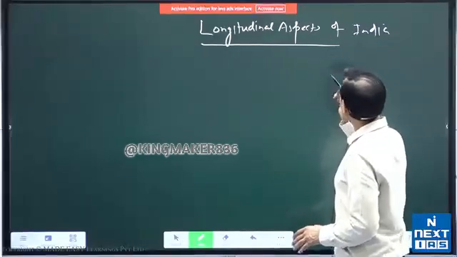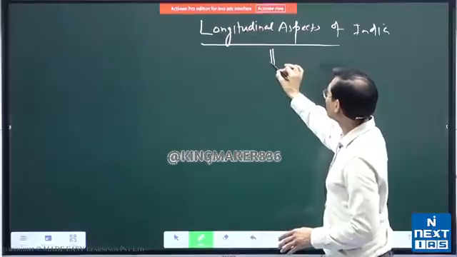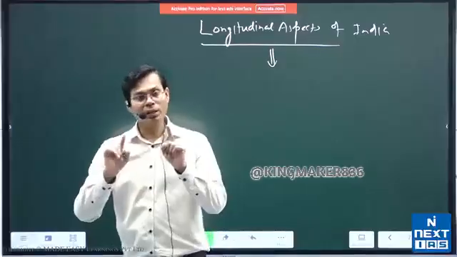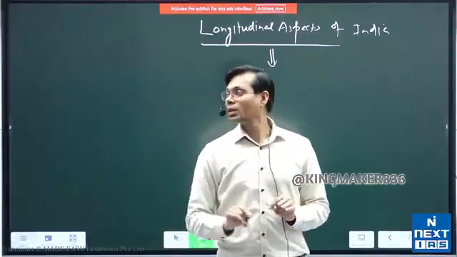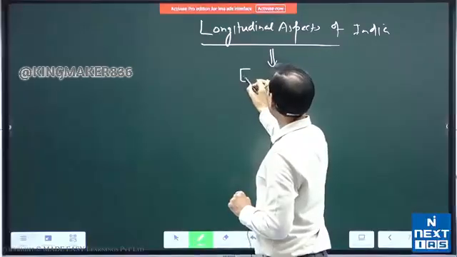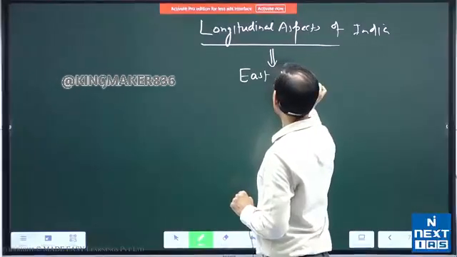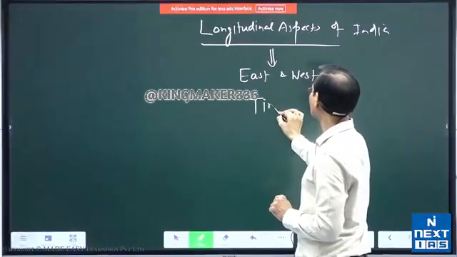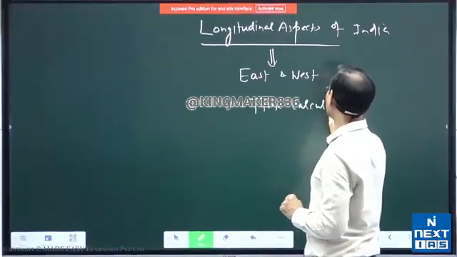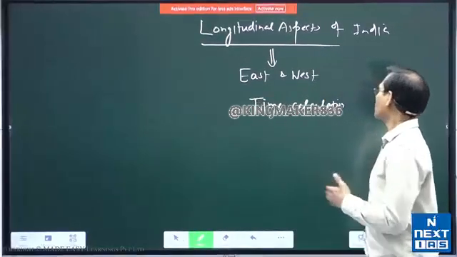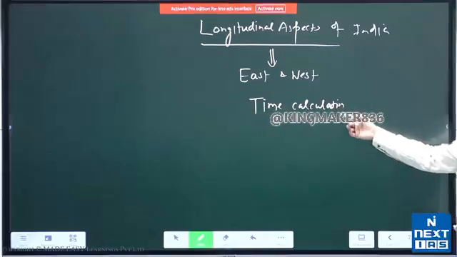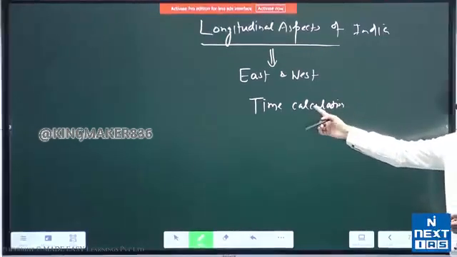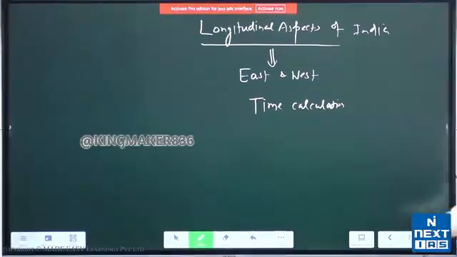So longitudinal aspects of India, if we now discuss, then you note very well that latitude is basically the way to judge north and south, but longitude is giving the idea of which thing of the globe, east and west. And also one more thing: latitude gives the idea of temperature, but longitude gives the idea of time. So longitude gives east and west, and one more thing, we can calculate the time.